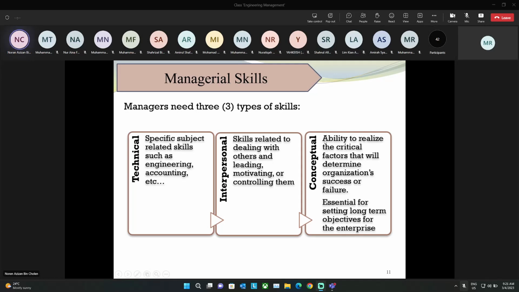And then the third skill required by the managers is the ability to realize the factors that will determine organization success or failure. So this one is analysis. Sometimes we need to know what the factors are, maybe the planning is not good. So this one requires some analysis and some wisdom to make the correct analysis.